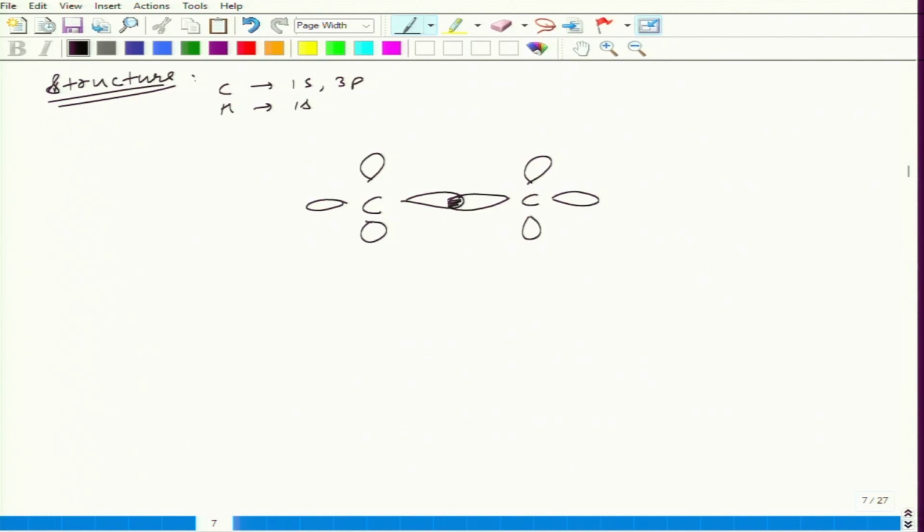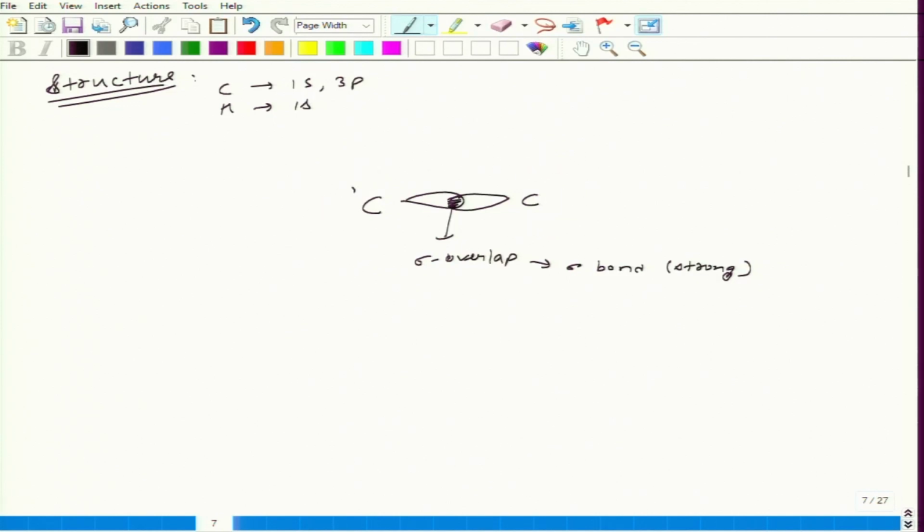Okay. So, this is a sigma overlap, giving a sigma bond, a strong sigma bond. Though in alkenes we only have 2 hydrogens, so it is better to show it in the other form, like this. Now, the thing is how the pi bond is forming.